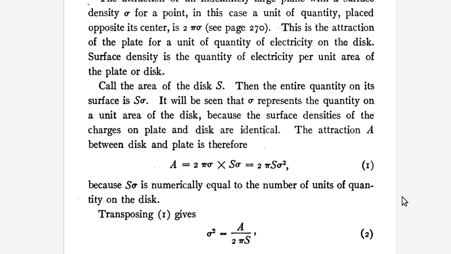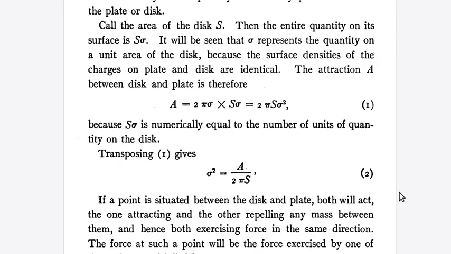It will be seen that sigma represents the quantity on a unit area of the disk, because the surface densities of the charges on plate and disk are identical. The attraction A between disk and plate is therefore A = 2πσ times σS, which equals 2πSσ². This is equation 1.